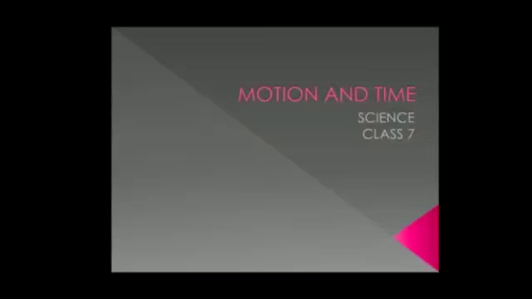Now, before starting the measuring of speed, we have to learn about units of time and speed. The basic unit of time is a second. Its symbol is small s. Larger units of time are minutes and hours. You already know how these units are related to one another.